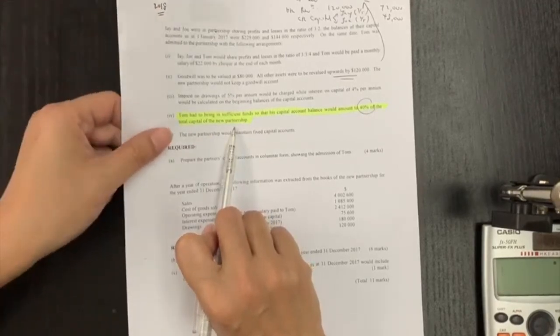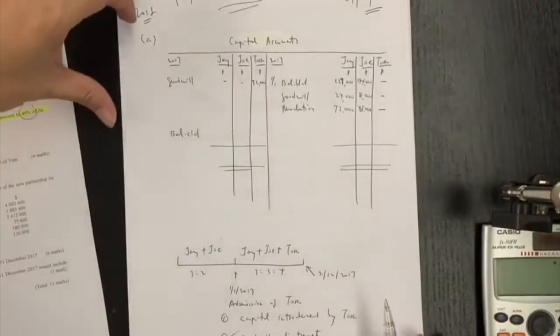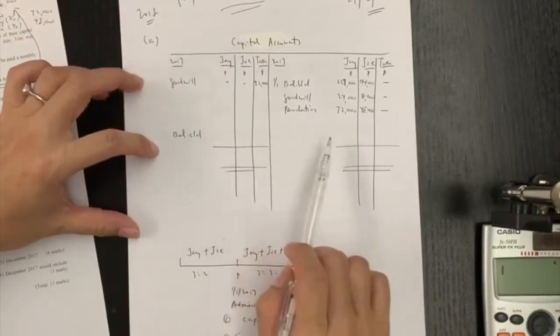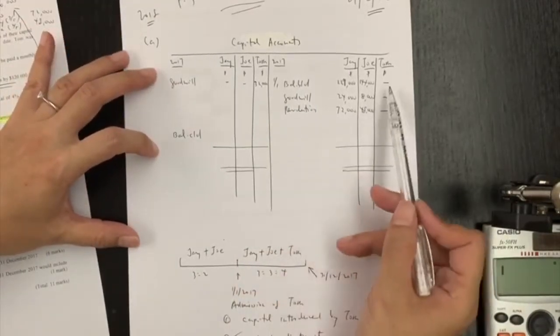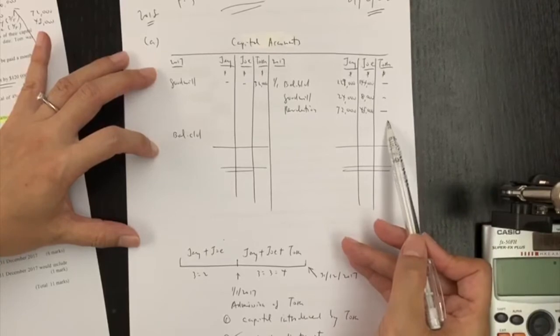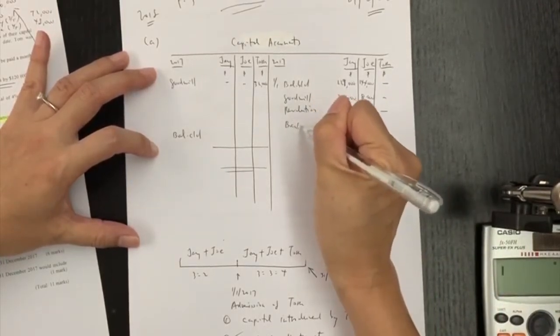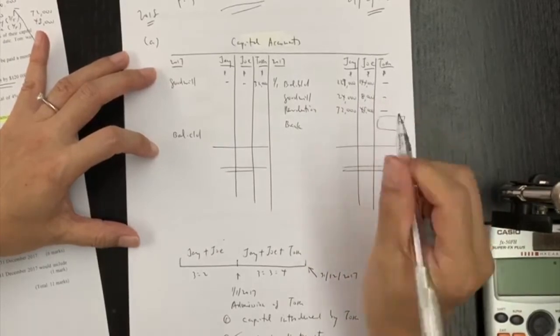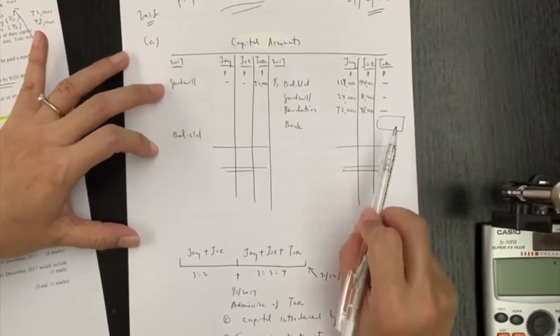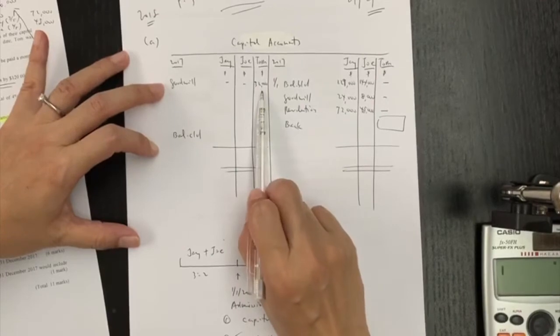So therefore, what can we do here? Okay, let's take a look on the capital account as well. Now so far we have nothing here for Tom. All right, because Tom has to bring in something which is capital introduced, and then we don't know how much is it, okay, and which is not given to us. And here is one transaction for Tom as well.